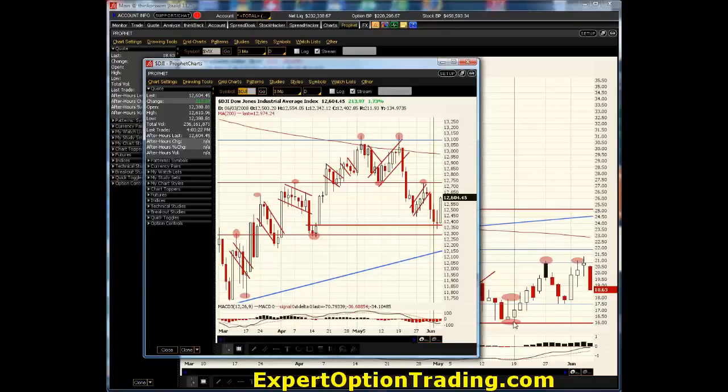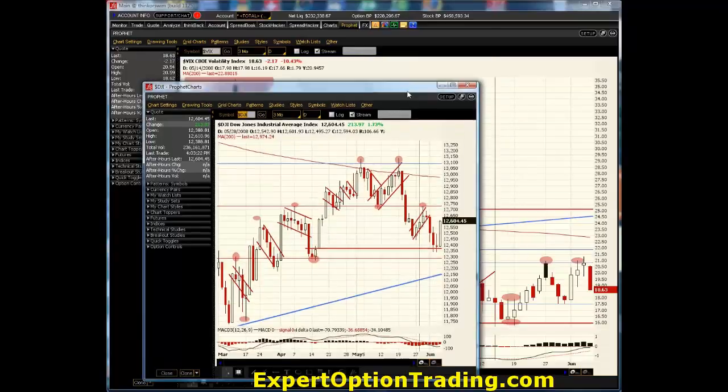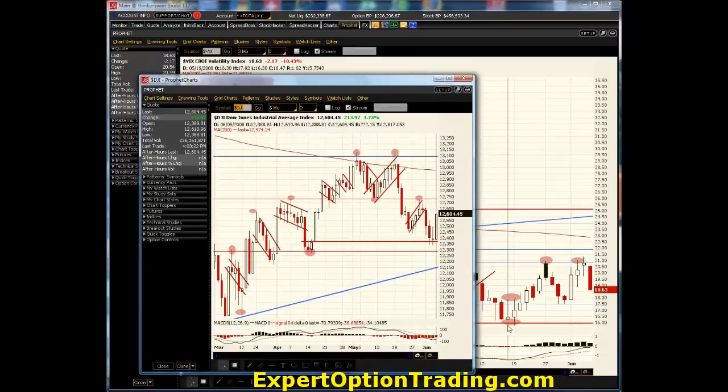Right here, when it bounced off of support, that was in May, between the 18th and the 19th. Let's just take a look here. That was the 16th, and that was the 19th. So it was a Friday and a Monday. Let's see where the Dow Jones Industrial Average was on the 16th and the 19th. There's the 16th, right here, and that's the 19th. The 19th is the exact day that it bounced off of that support point.